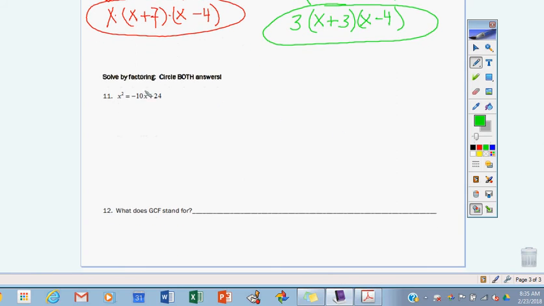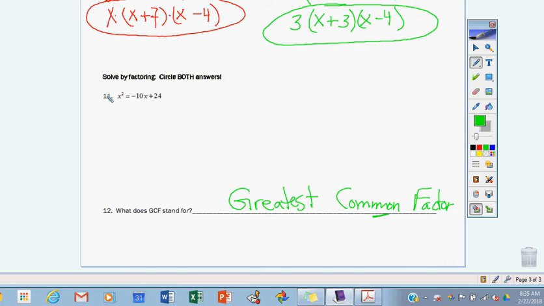All right, number 12, just so you know, GCF stands for greatest common factor. I think I just had too many loops on the M there. Oh well. Looks like nothing. I've got no joke for that. I was going to try.